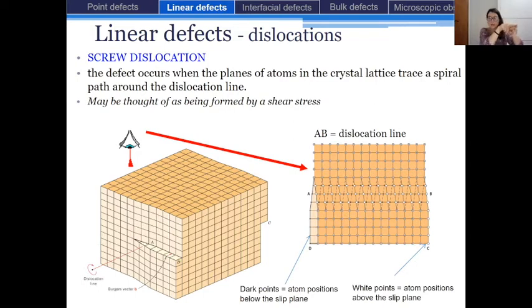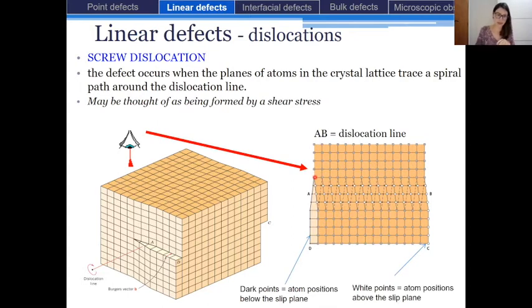So if we have a look at the top of this dislocation, we will observe that the atoms on the bottom of this dislocation are at specific positions that are represented in this scheme as black dots, and the atoms of the upper part of the dislocation lines are represented as white points.